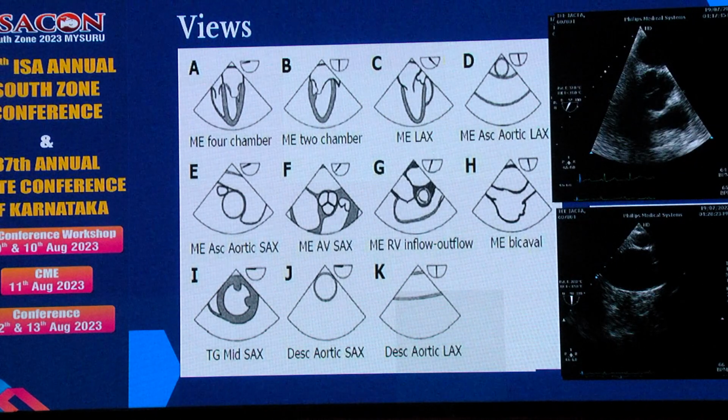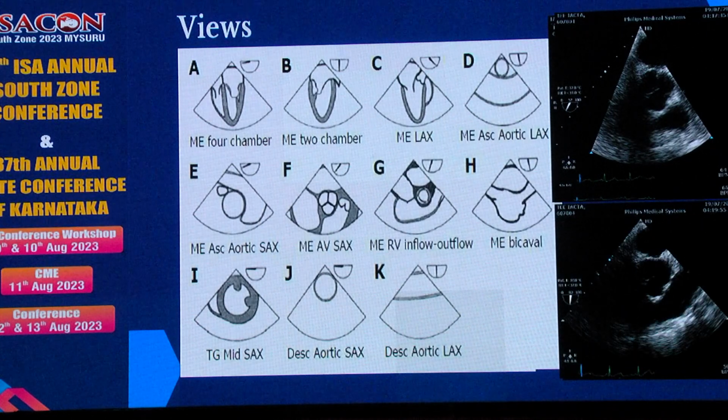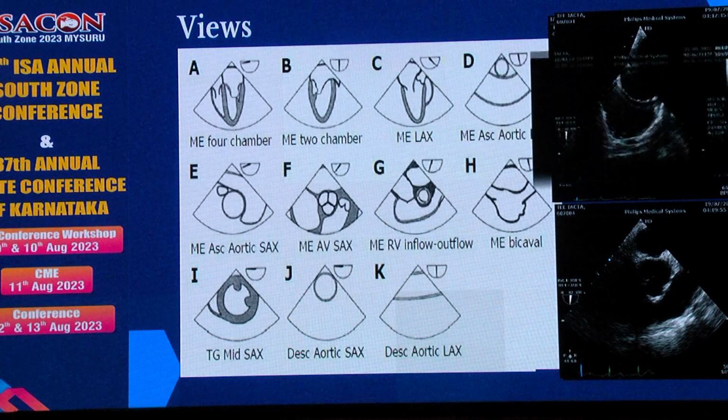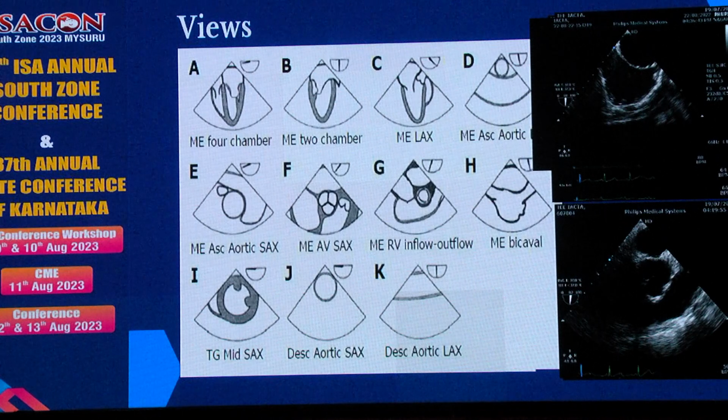Then we have the aortic valve short axis, and you have the RV inflow-outflow view. Majorly you see the right atrium, and on top, which is very close to the probe, is the left atrium. Then we have the right atrium here, then the tricuspid valve. This is the RVOT, this is the pulmonary valve, and this is the aortic valve in the center. So this is the RV inflow-outflow view. Then we have the bicaval view, which interrogates both the cavae, that is the SVC on the right side and the IVC on the left side, then the interatrial septum, with the left atrium above and the right atrium below.